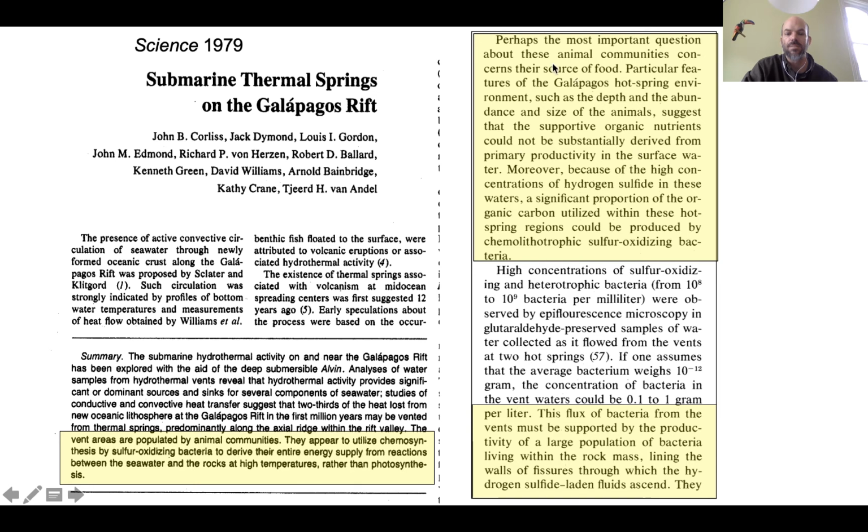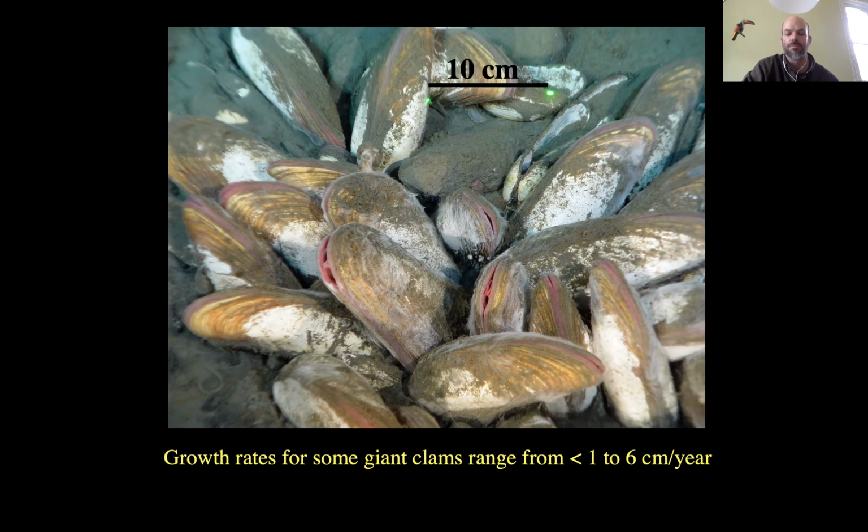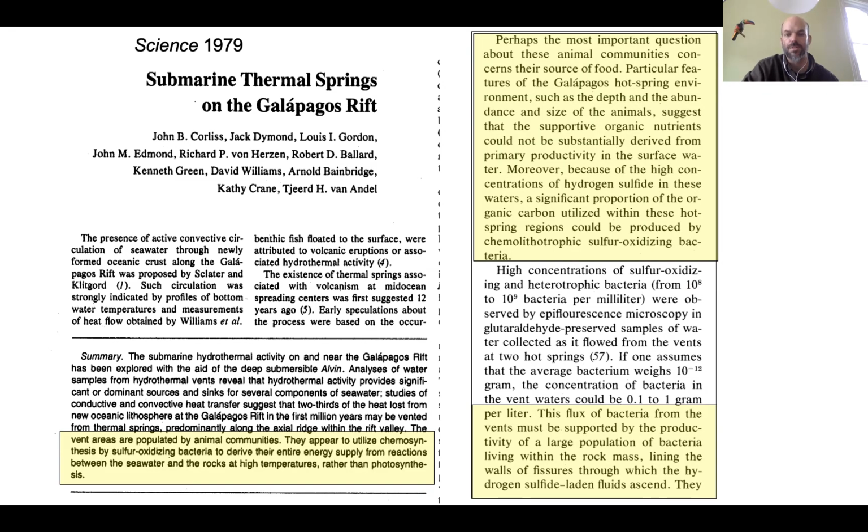So a little more detail, some actual paragraphs from this paper. This is one of the key paragraphs. "Perhaps the most important question about these animal communities concerns their source of food. Particular features of the Galapagos hot spring environment, such as the depth and abundance and size of the animals," remember these animals are huge, "suggest that the supportive organic nutrients could not be substantially derived from primary productivity in the surface waters." In other words, you couldn't get gigantic animals at high density just feeding on the little bits that were sinking down from the surface.